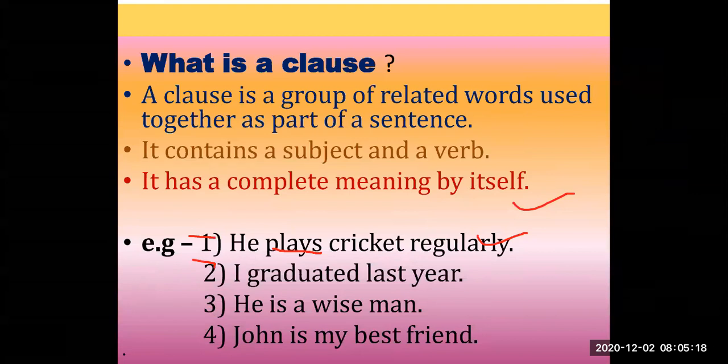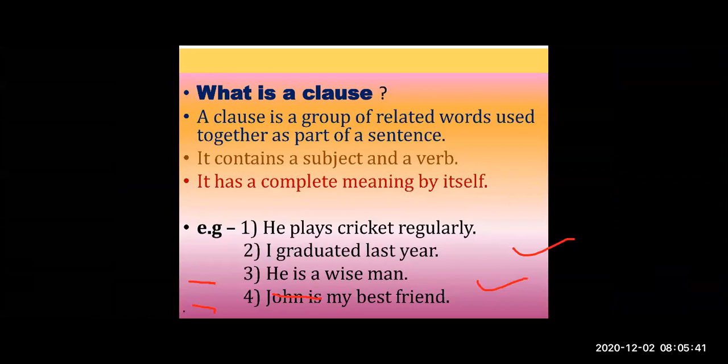So what we have seen in the clause, that a clause is a group of related words used together as part of a sentence. It contains subject plus verb and it has a complete meaning by itself. Now this we have seen about clause. Now let's see what are the types of clauses.